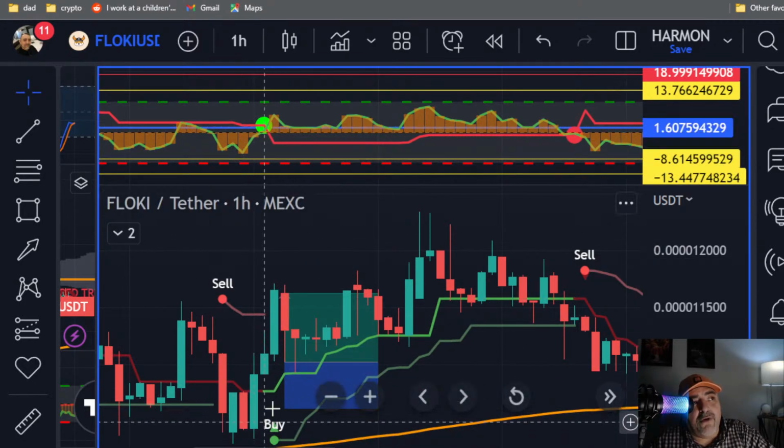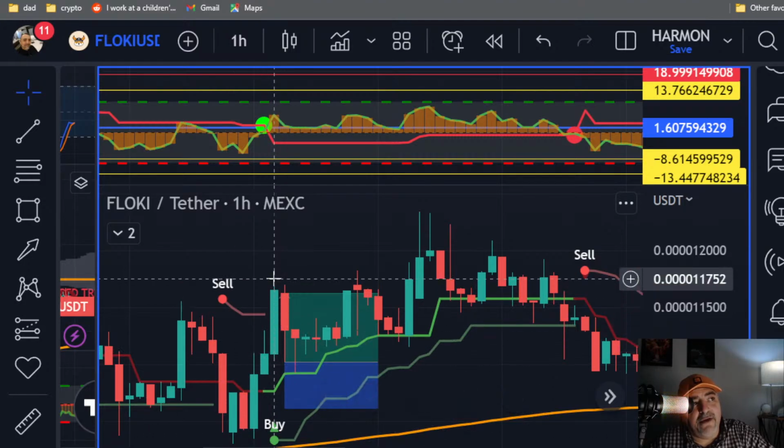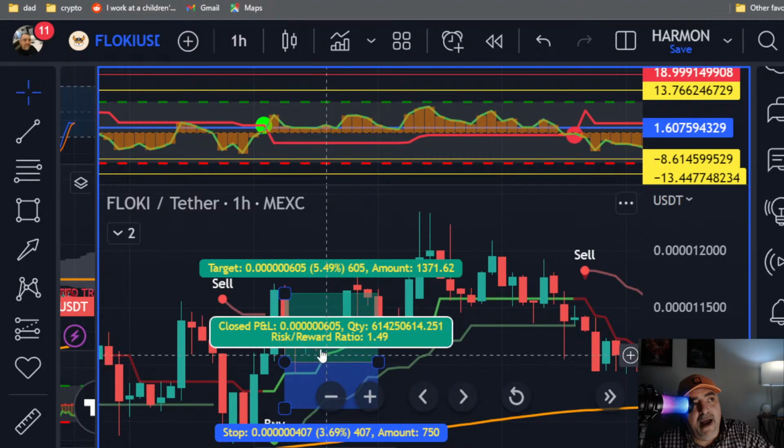Green moon, green trend, buy signal. Okay, what do you have? Green candle buy, red candle sell. Green candle buy, red candle sell, right?